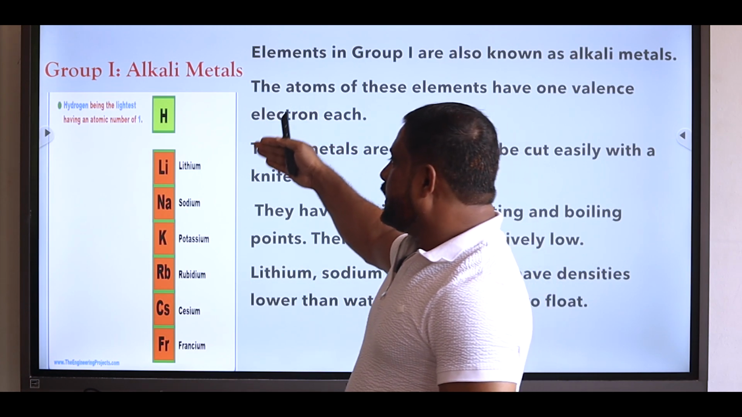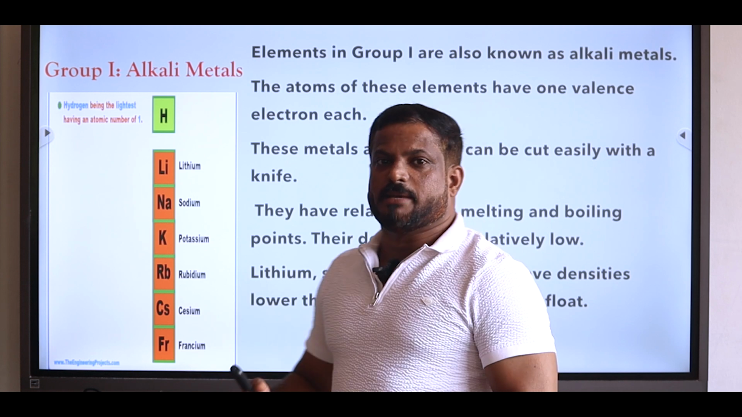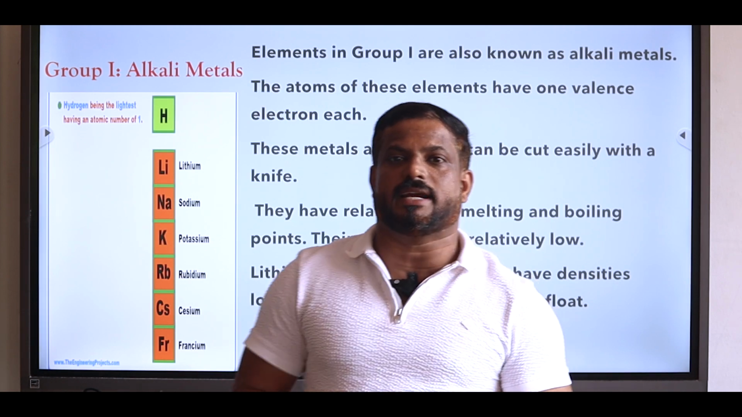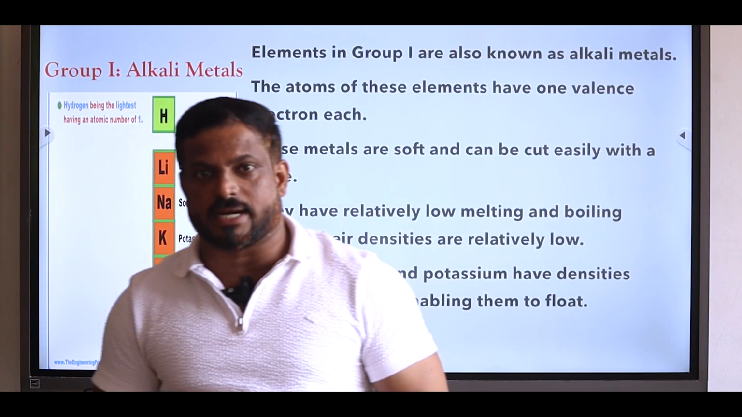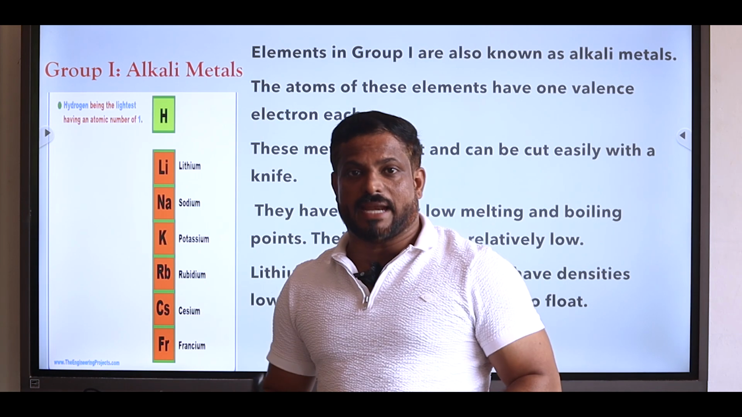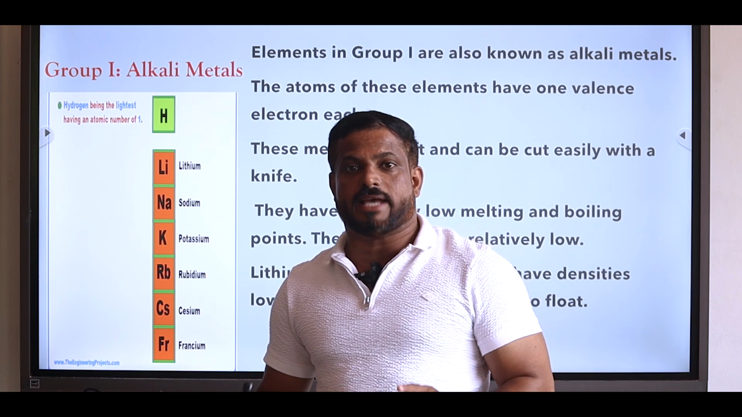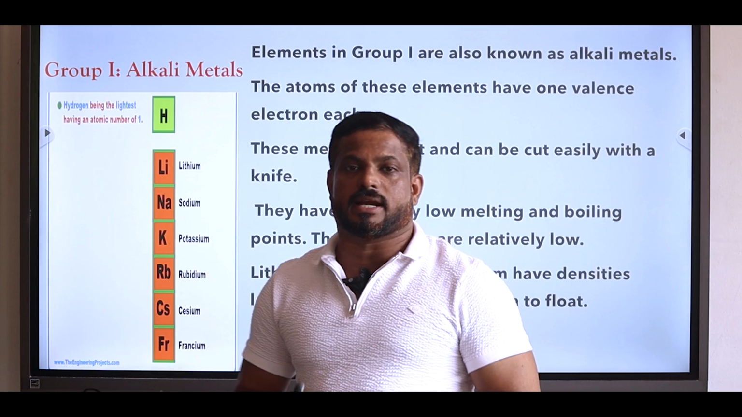When you are checking lithium, sodium, potassium, rubidium, cesium and francium, their outermost shell contains only one electron. The outermost shell is known as the valence shell, and that valence shell contains only one electron.